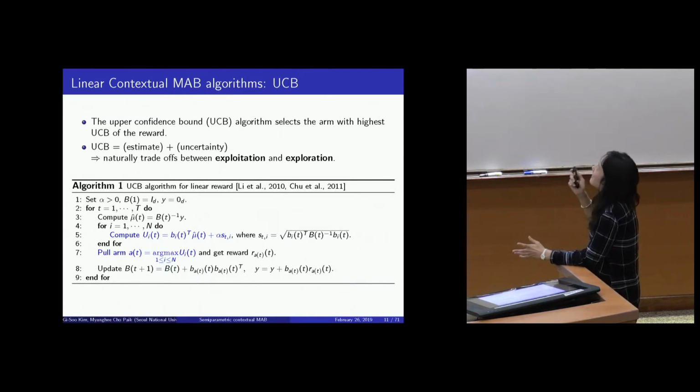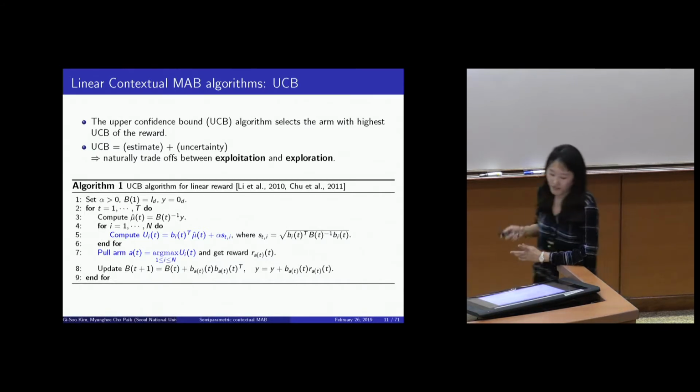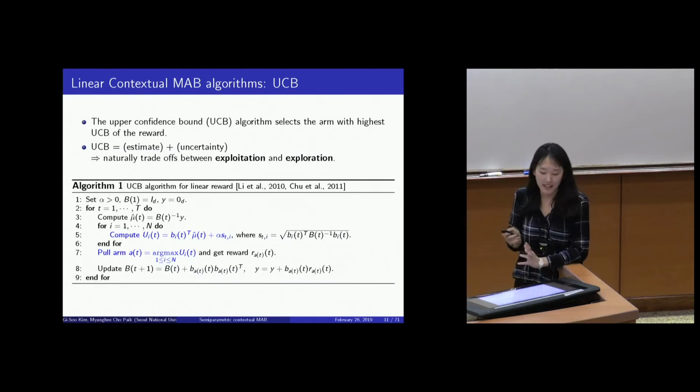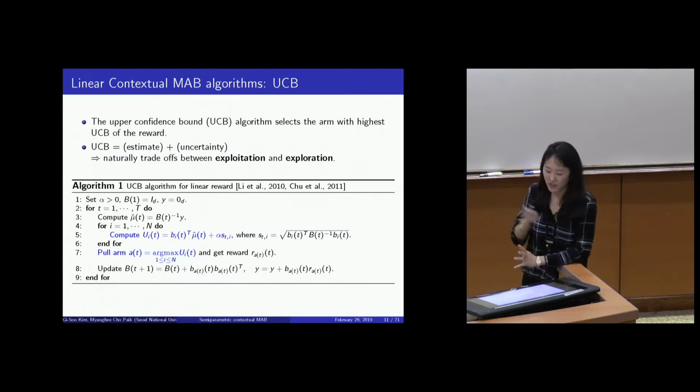And one thing that I want to point out is that in practice, the best method to set the value of alpha is by treating it as a tuning parameter. So in my case, I use validation data to decide which value to use for alpha.